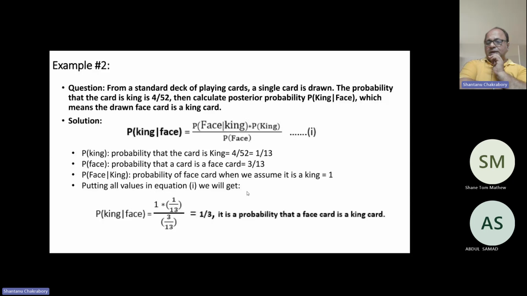And what we can get with the probability the card is a king, that is 4 by 52. The probability that the card is a face card, that is 3 by 13. And the probability of a face card when it is assumed it is king is 1.